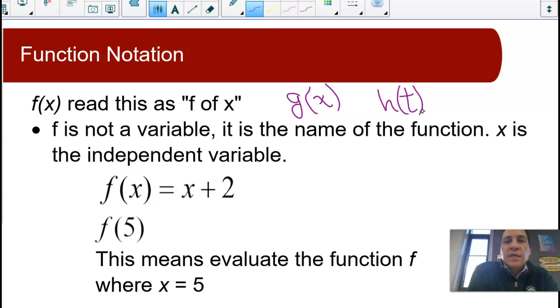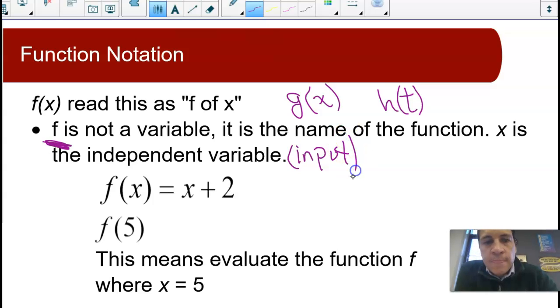That means each input has only one unique output. F in this is not a variable. It's the name of the function. We're naming it f. And x is the independent variable. X is the input. So f of x is equal to x plus 2.